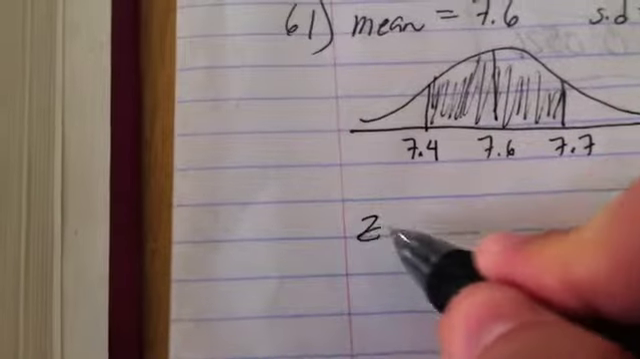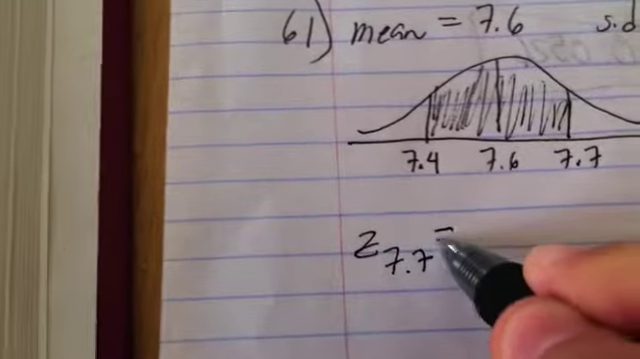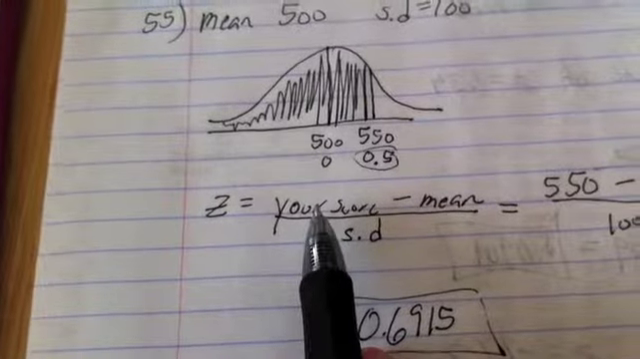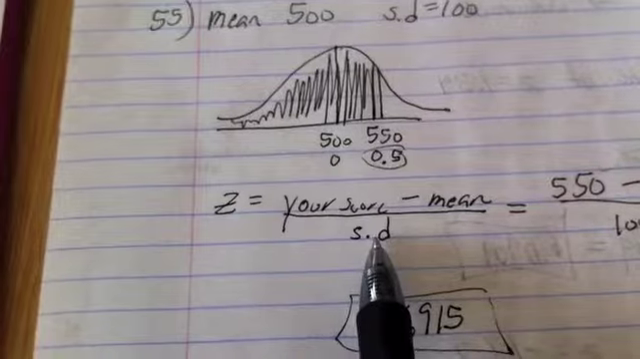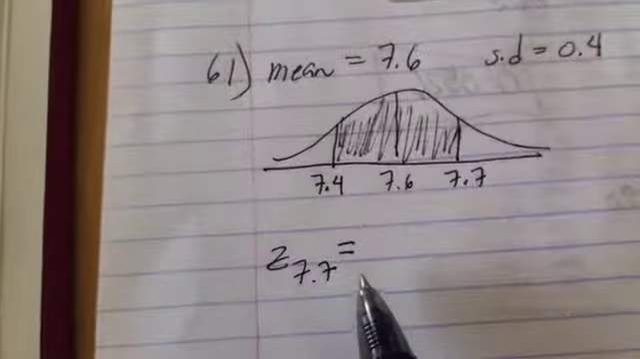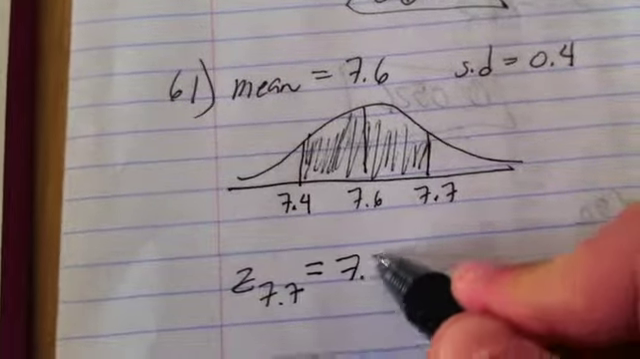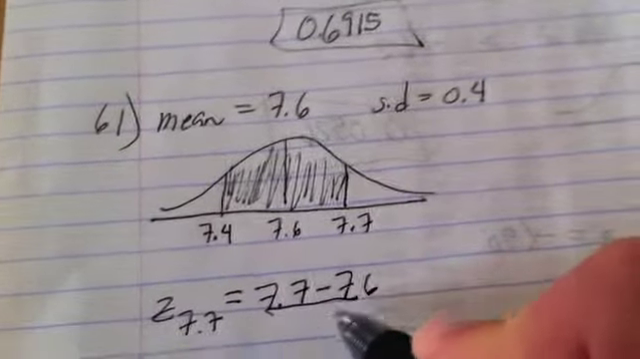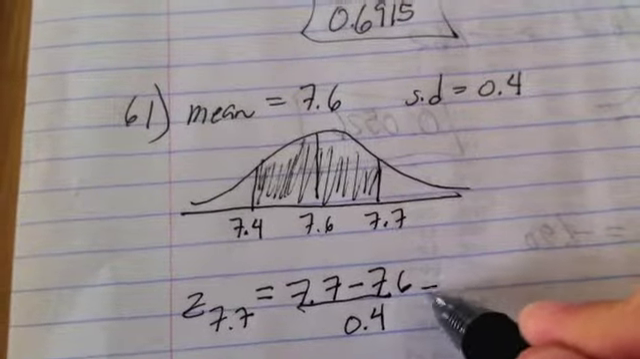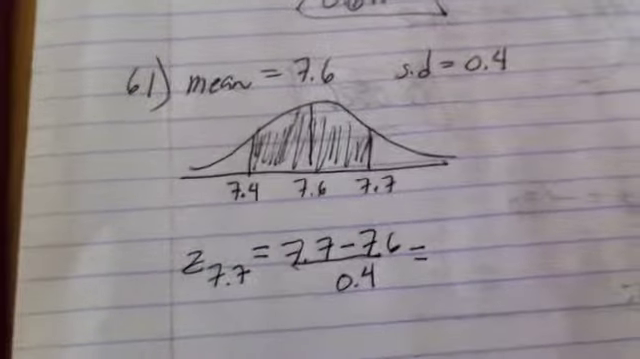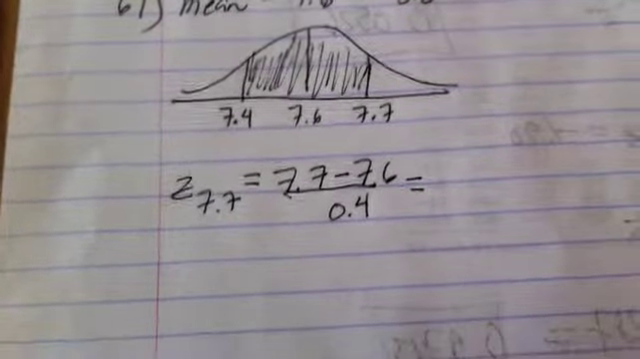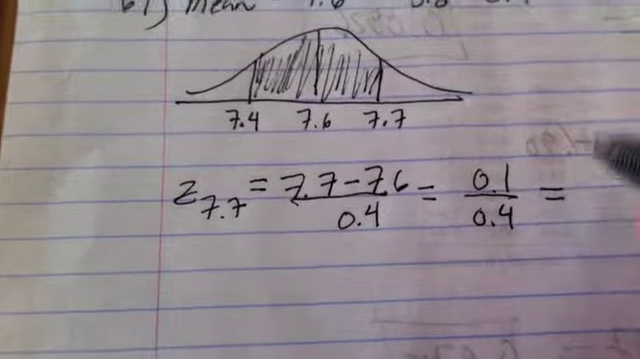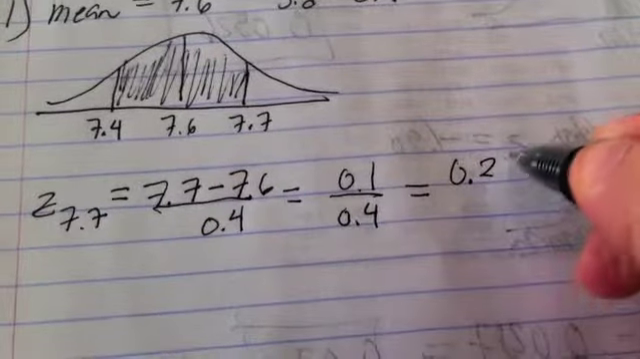I want to find the z-score for 7.7 first, and remember to do it, you're taking the score you're looking at minus the mean divided by the standard deviation. So the score we're looking at here is 7.7 minus the mean, 7.6, divided by the standard deviation, 0.4. Pop that in on a calculator. So this is 0.1 on the top, 0.4 on the bottom, and that's going to be 0.25.